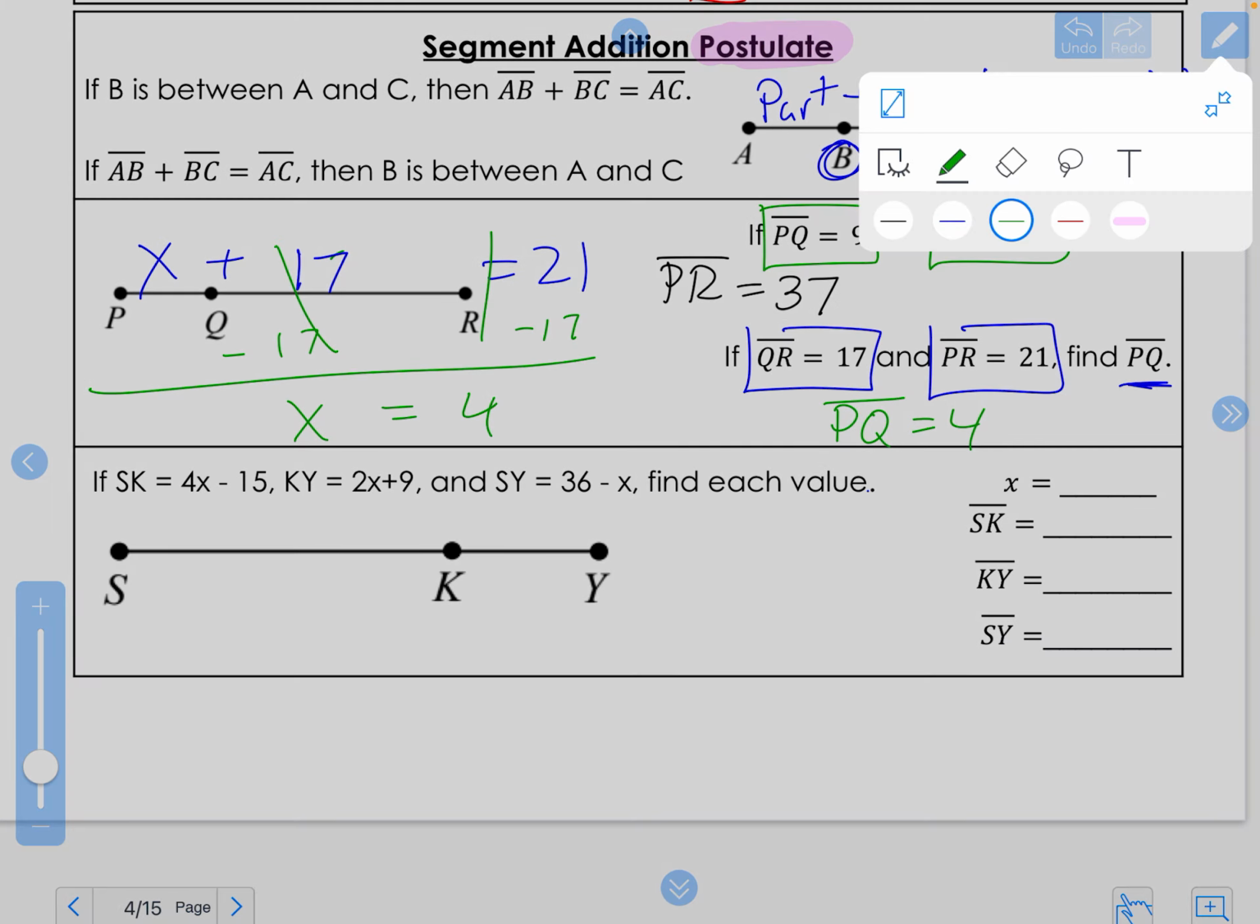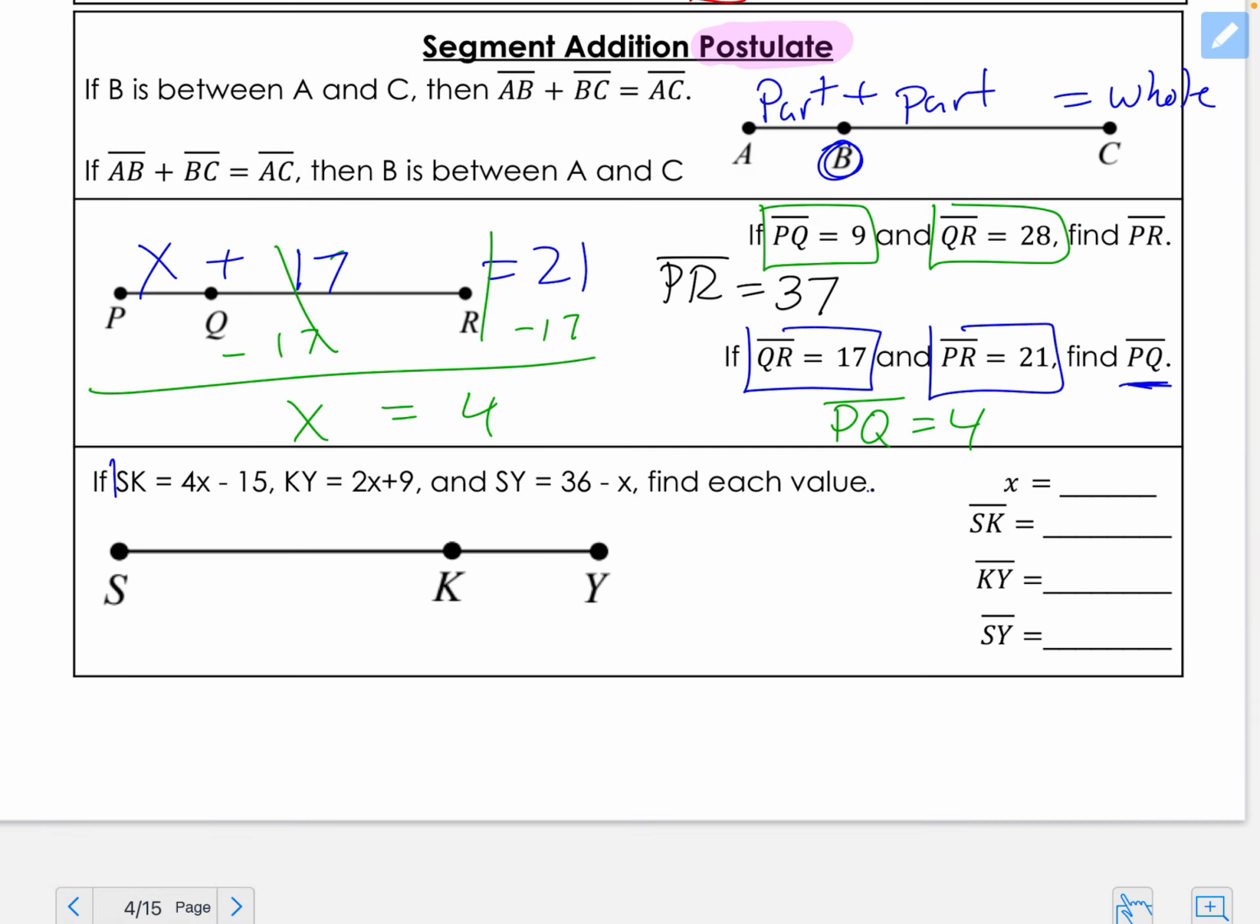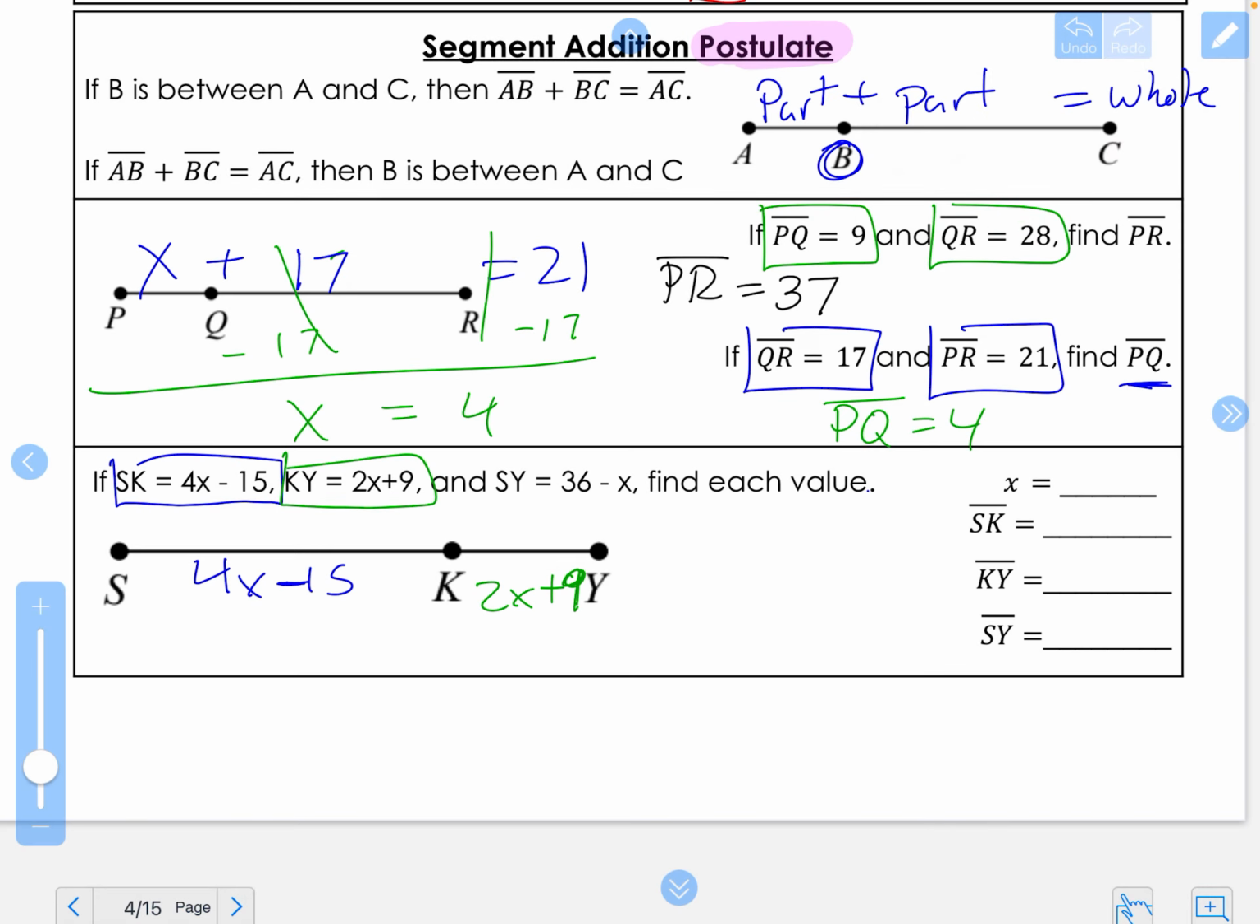So now let's look at it when we have algebra involved. So SK is 4x minus 15. That's a minus sign. KY is 2x plus 9. That's a 9, not a 4. And then finally, SY is 36 minus x.